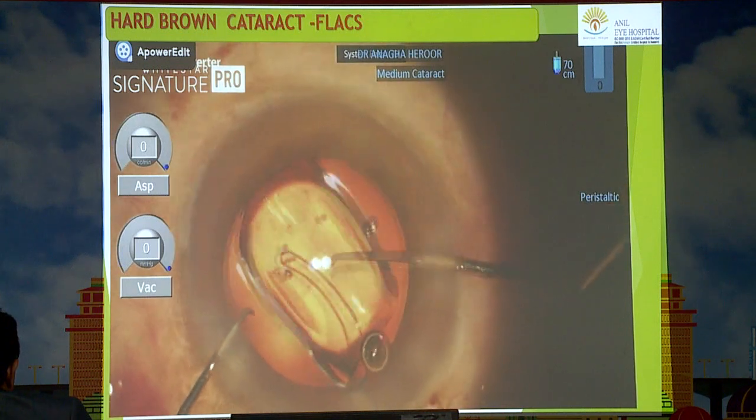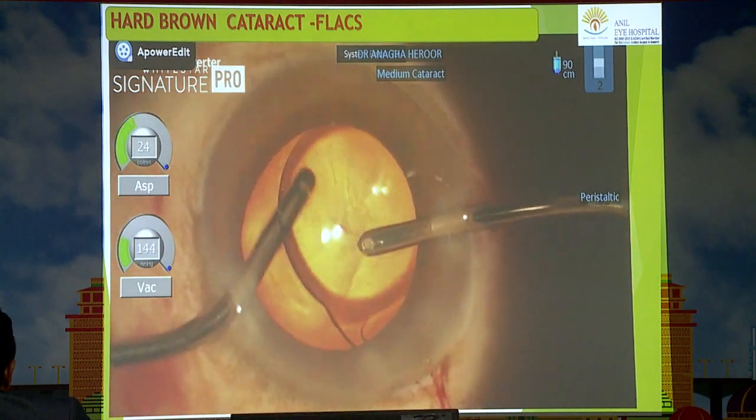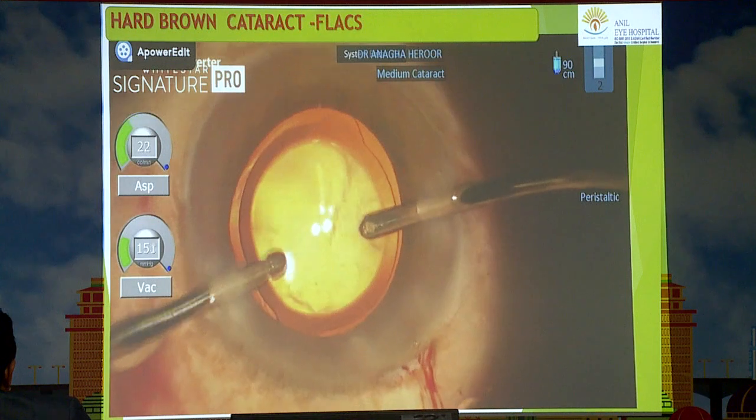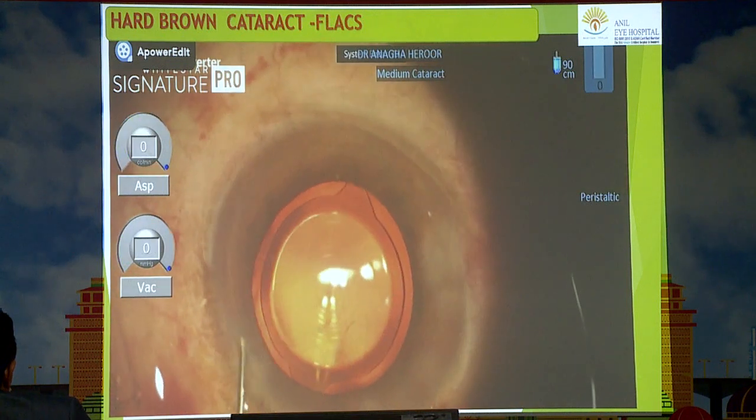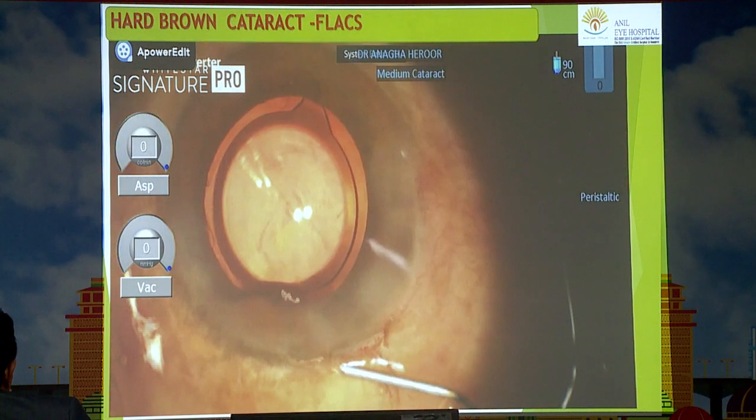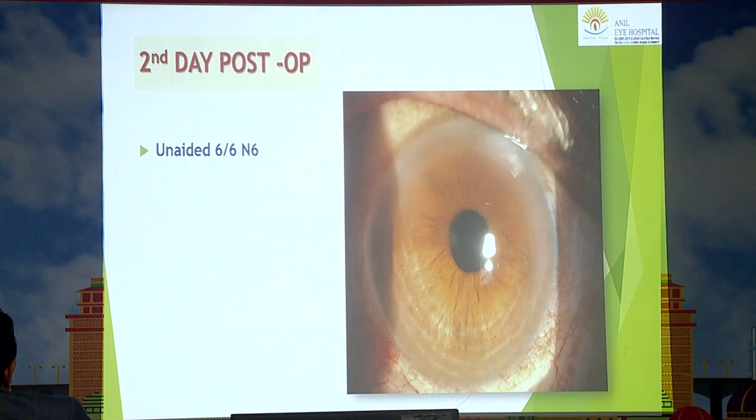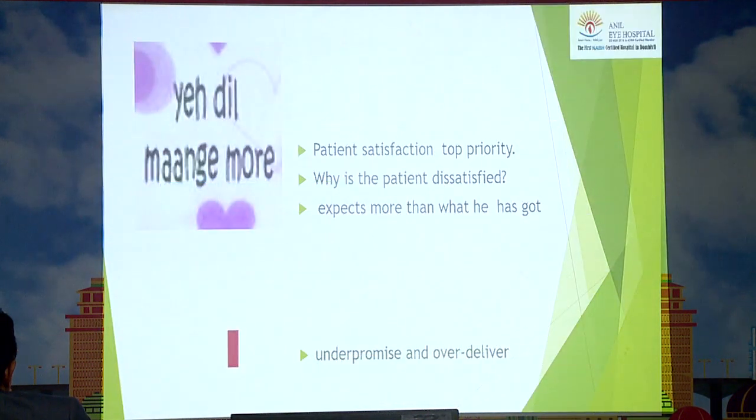So here was a policeman actually who came to us with a dense brown cataract. We did FLACS with a multifocal IOL. So what is important is you give a good visual outcome in all these patients. So this was patient 6/6 the next day.